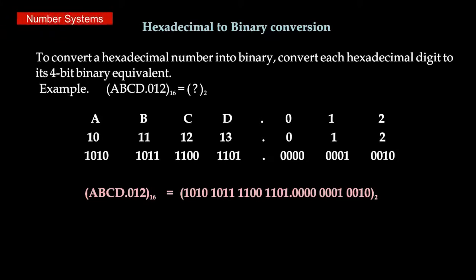10 is 1010, 11 is 1011, 12 is 1100, 13 is 1101. Here 0 is 0000, 1 is 0001, 2 is 0010. From the slide you can see the answer for hexadecimal conversion into binary.